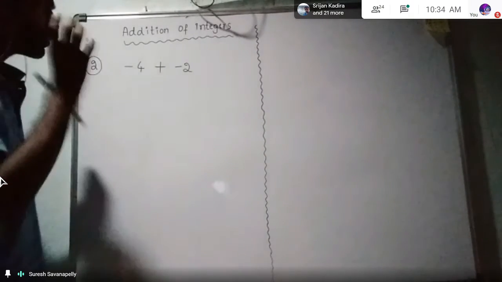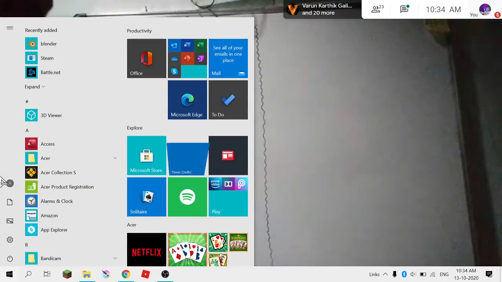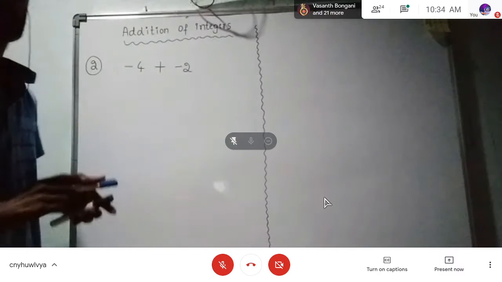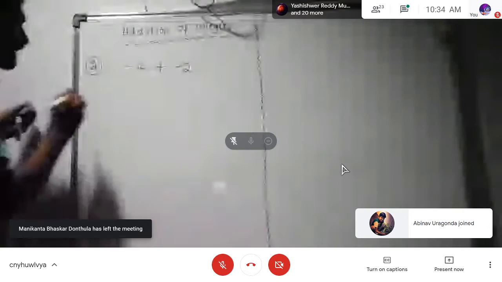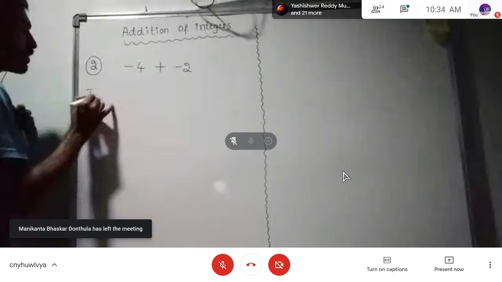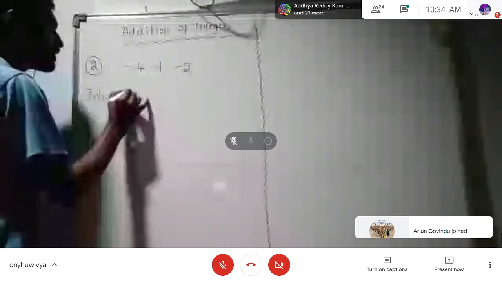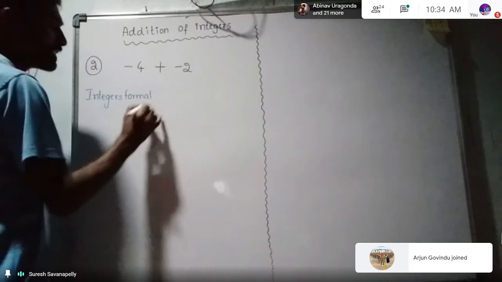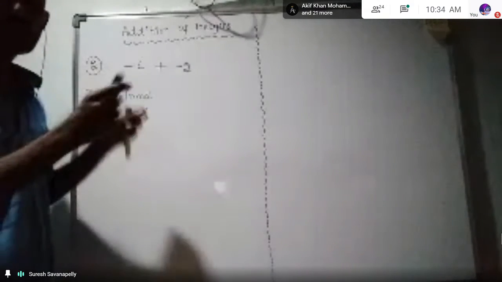If you want to perform any operation on integers, what is the most important thing? It's better you try to write the given numbers in the integers format. Let me write in the integers format. Integers format means for a number, if there is a sign, you keep the same sign. If there is no sign, then you add plus.